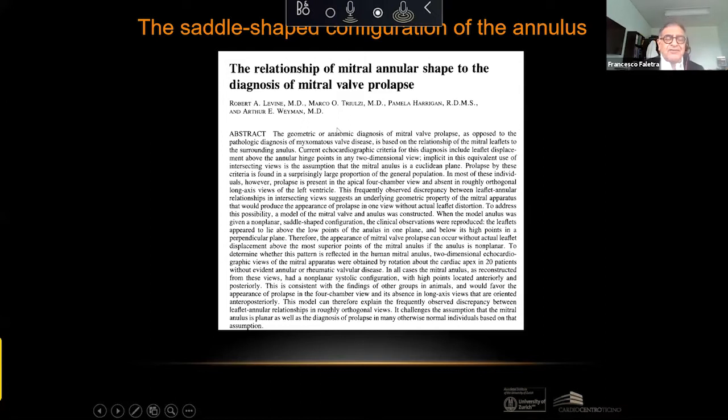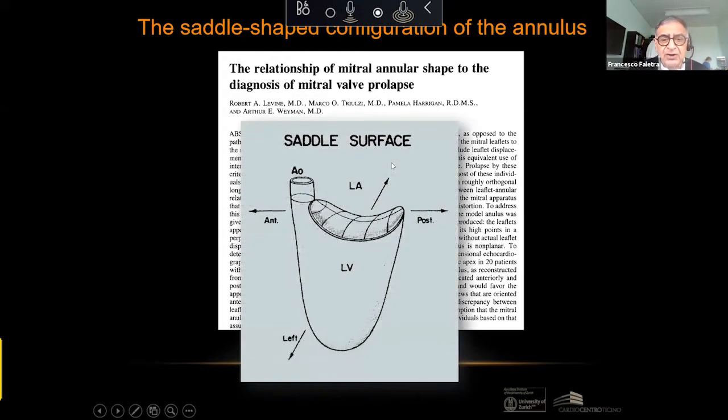Oh, this is a very famous paper of Bob Levine and also Marco Triulzi, who was a very close friend of mine. He passed away many years ago because of a terrible disease. And Arthur Wayman. In this paper, they changed the perception of mitral valve prolapse. Indeed, they discovered that the annulus has a saddle surface, a saddle shape configuration.